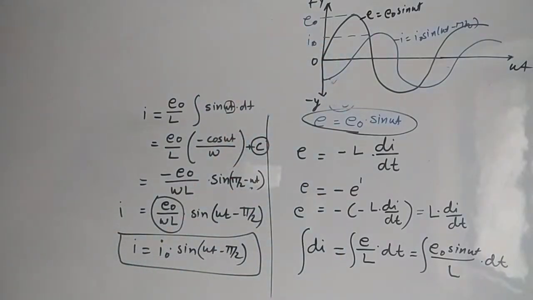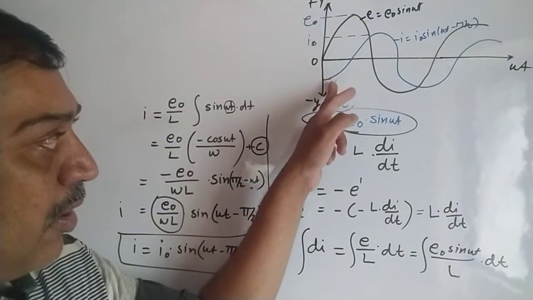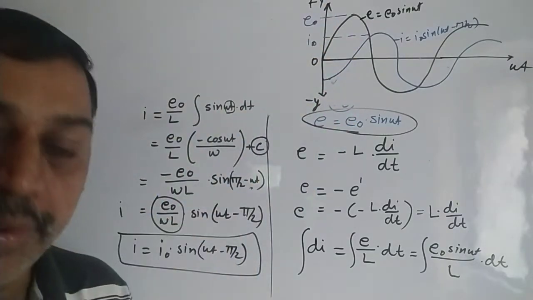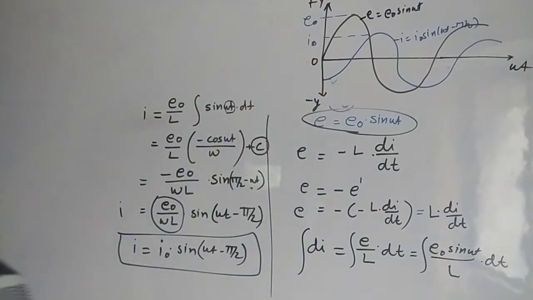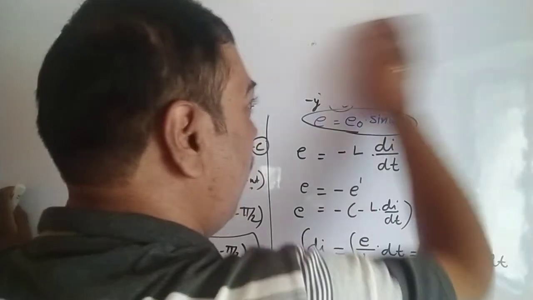Okay, so these are the waveforms, and from this waveform you can say EMF is ahead of current, or current is behind the EMF. How much angle? By pi by 2. So this is nothing but a waveform diagram they have shown in your book. So I have drawn accordingly.